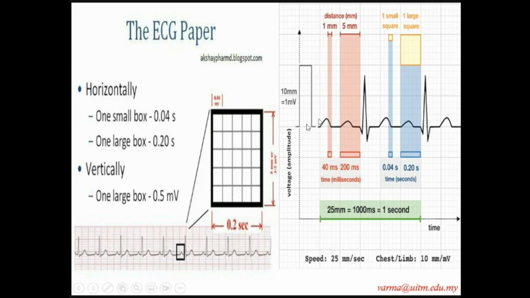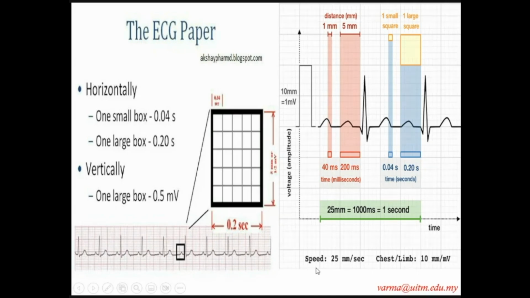Vertically, one large box corresponds to 0.5 millivolt, meaning 5 small boxes. So one small box will be 0.1 millivolt. So 5 small boxes, 0.5 millivolt. So 5 small boxes equal 1 large box. You can see 1, 2, 3, 4, 5, 1, 2, 3, 4, 5. Vertically or horizontally, there are 5 small boxes. Okay, all these values are important.